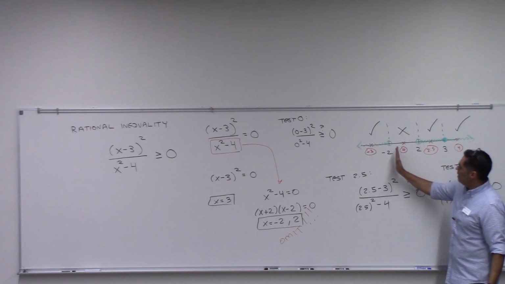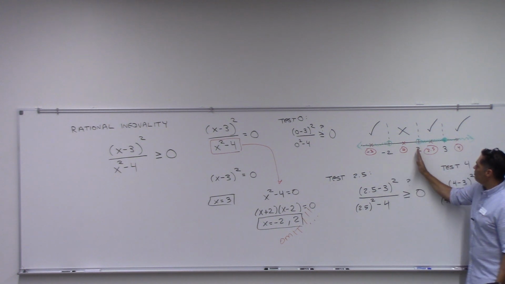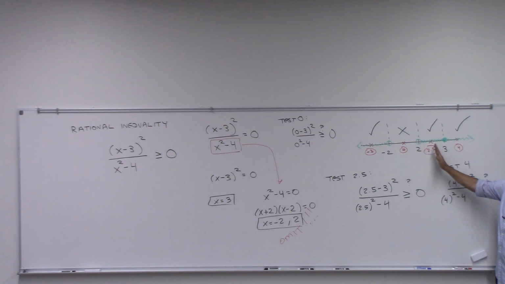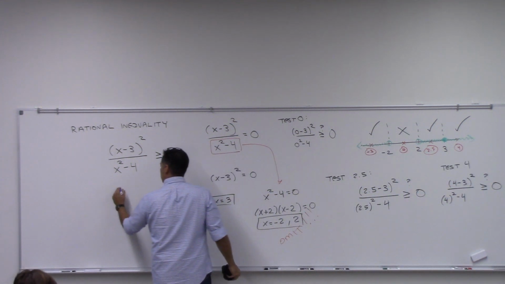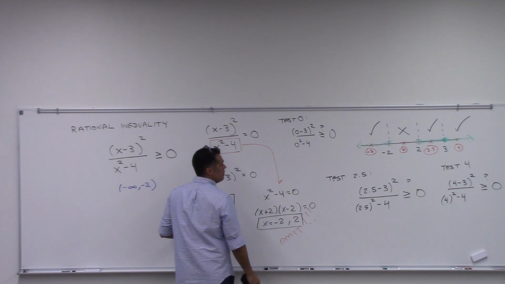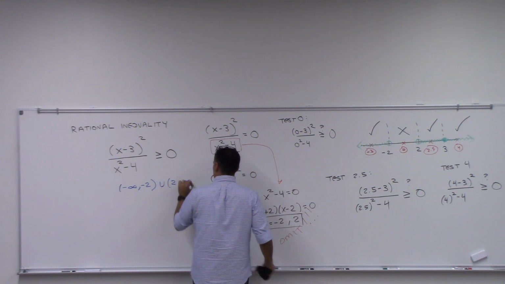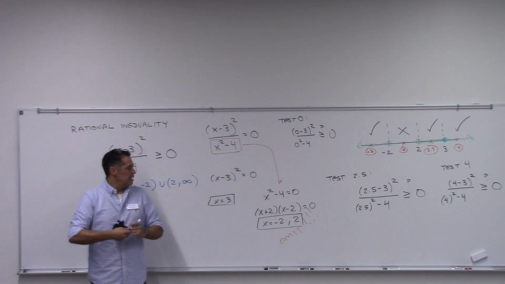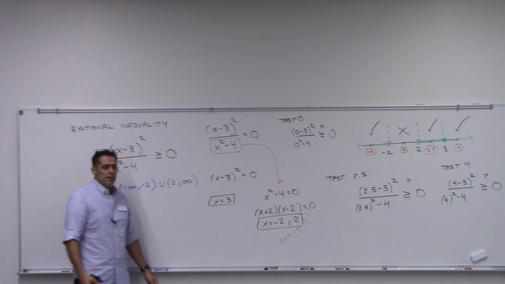So that means everything to the left of negative 2, not including negative 2. Then everything to the right of 2, just keep going, right? So left of negative 2, like that, not including it, union. And then from 2 on, don't include it, and that will pick up the 3. You don't have to do 2 separate ones. You can do it all in one.